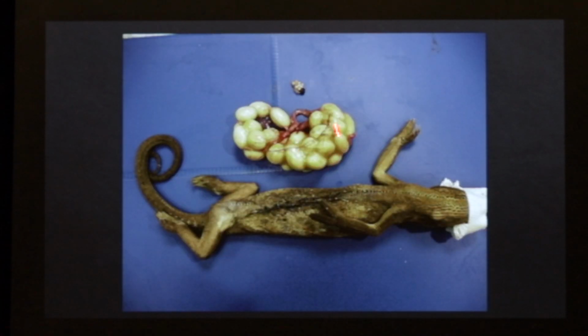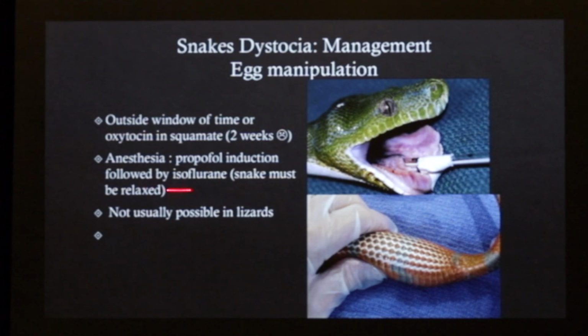Or maybe, look how bad, this is a panther chameleon that had obviously a severe dystocia. Look at the eggs, this is the oviduct. There's like 40 of them all piled in there together. Is oxytocin going to work very well on that animal? No, probably not. And then egg manipulations of snakes, they're a little bit different.